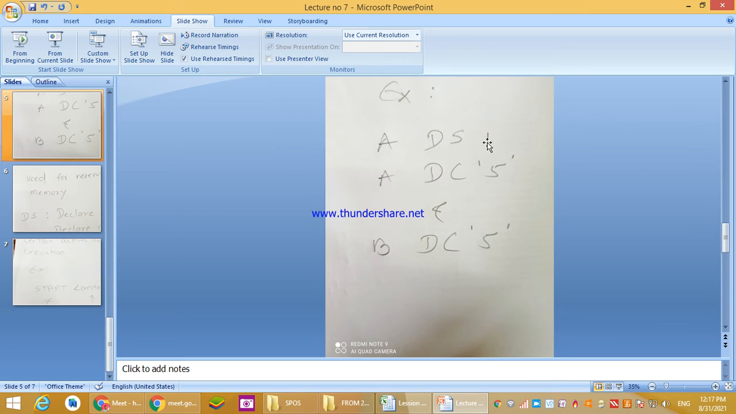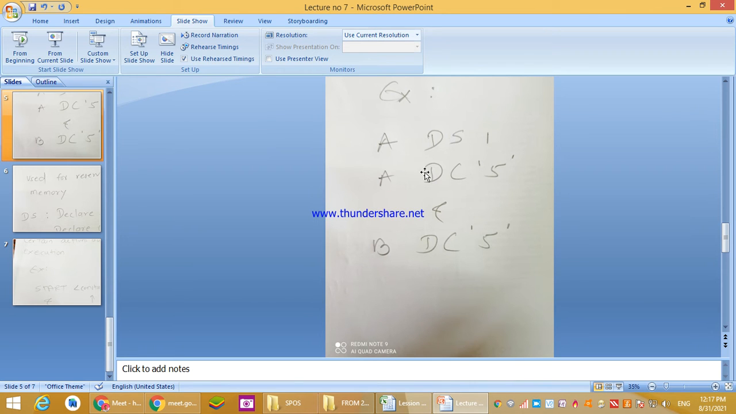This DS is used for what? Storage declaration, which means it declares the storage. One word of memory is stored for A. Another way is to declare the statement B DC 5.